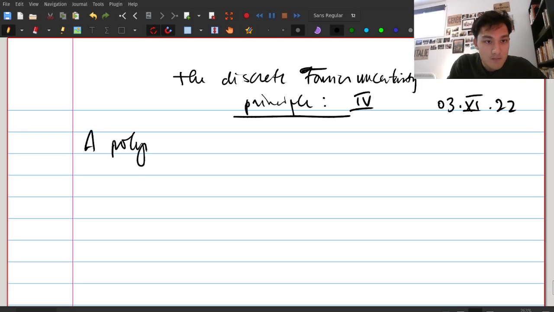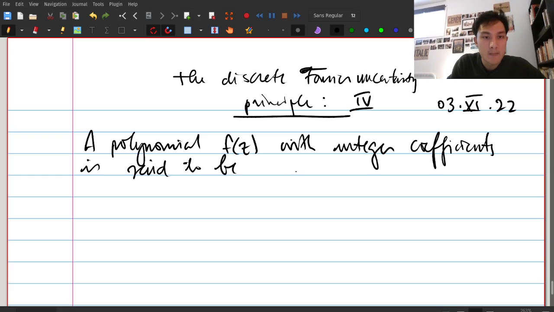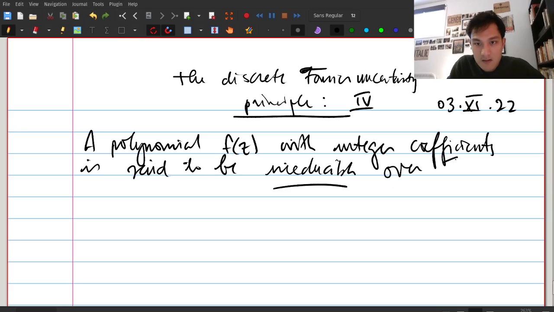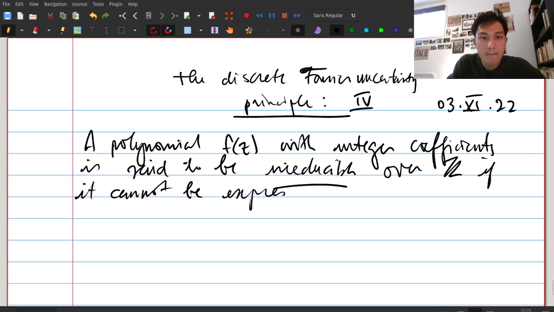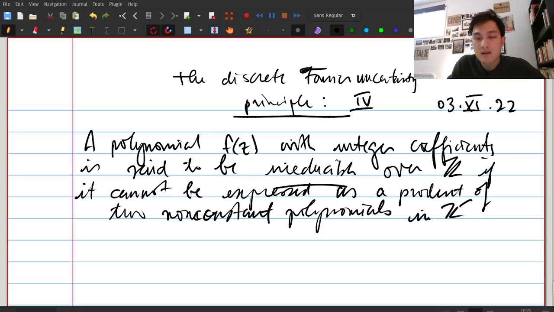So a polynomial f of z with integer coefficients is said to be irreducible over Z if it cannot be expressed as a product of two non-constant polynomials in Z of z.